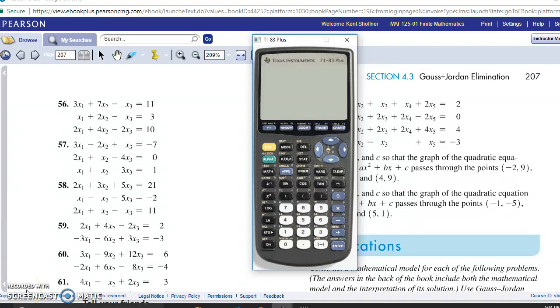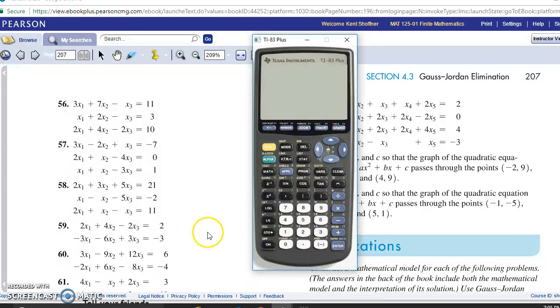Hello Math 125 students. I wanted to show you how to do Gauss-Jordan on your graphing calculator. I already posted a video about how to put matrices in your calculator. So now I'm going to show you how to put an augmented matrix in your calculator to do Gauss-Jordan.